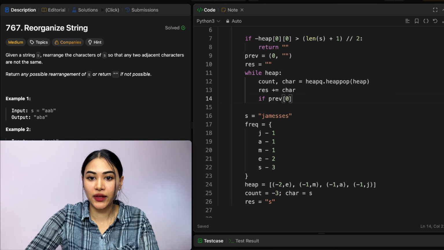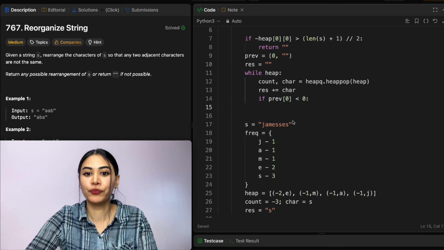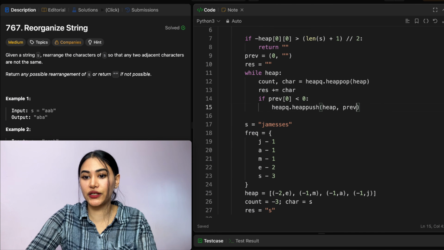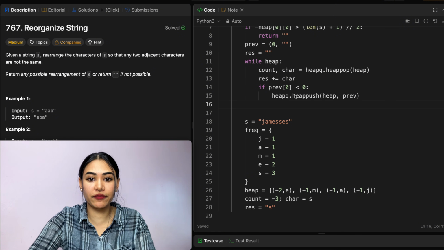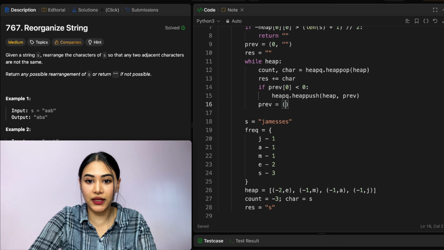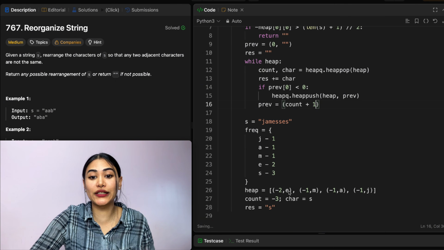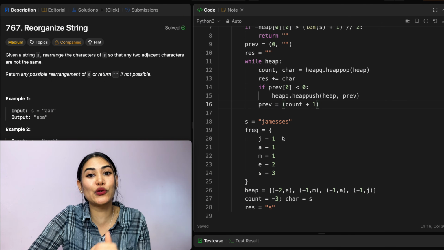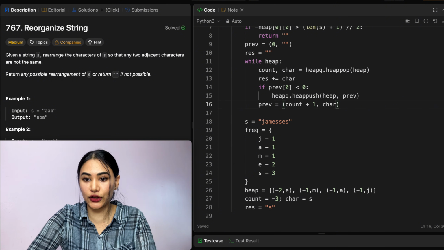So if previous of 0 is less than 0, there are still counts for whatever character we have, we're going to add that tuple back into the heap. So heapq.heappush onto the heap our previous tuple. Once that's done, we can set our own tuple to be previous. So previous is going to be count plus 1. Remember, there's one less occurrence of this character S that we can use, and we want to do plus 1 because we want to get closer to 0. We're dealing with negative numbers. So count plus 1 and the character we have.